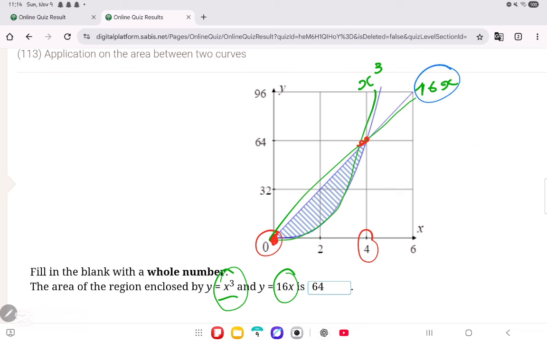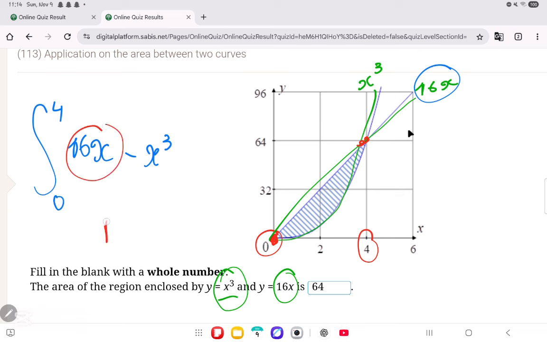So if I made them equal, it would be 16x is equal to x cubed. Now this is the leading term, that means I will have to move this to the other side. So 16x minus x cubed equals 0, right? Now we need to do the integration of this with the boundaries being 4, 0, right? So do the integration of 16x. It's 16x squared over 2, so 8x squared minus x cubed, so minus x to the power of 4 over 4.